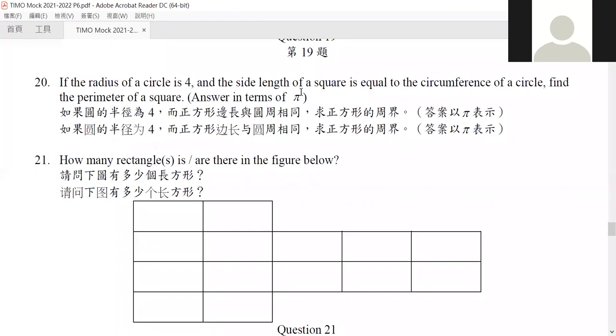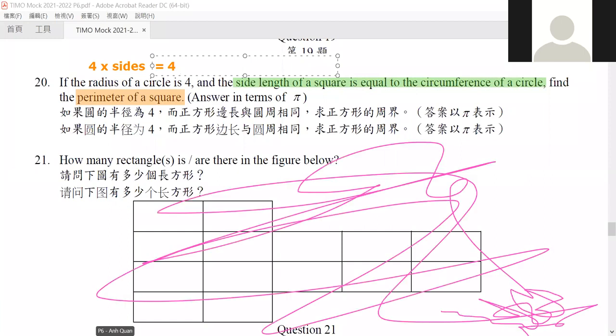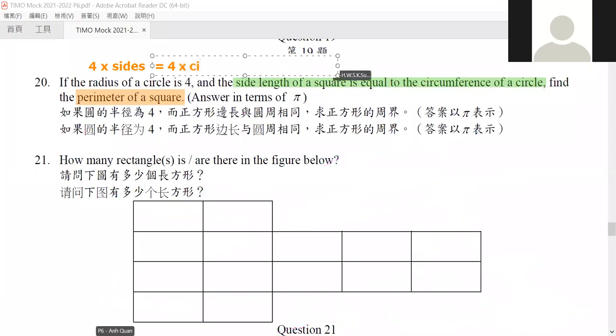But what is the perimeter? The perimeter of a square is exactly 4 times the side length, right? But what is the side? The side length of the square is equal to the circumference, right? So it is equal to 4 times the circumference. Please do not draw on the screen unless I tell you so. 4 times the circumference, right?